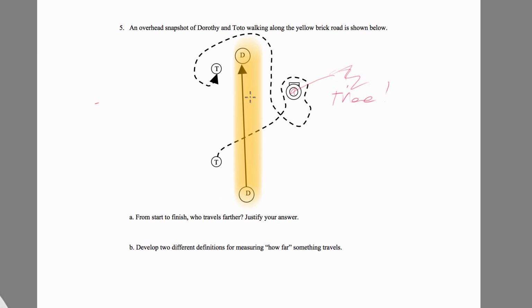So Dorothy moves in a straight line. We could actually measure this. Why don't we do that? Dorothy's line is in one direction, and it's not very long. If you measure it with a ruler, I'm just going to make a guess. Let's say it's like 7 centimeters. I have no idea.